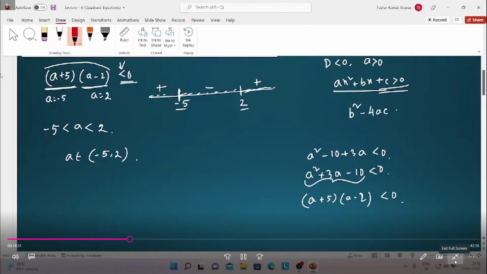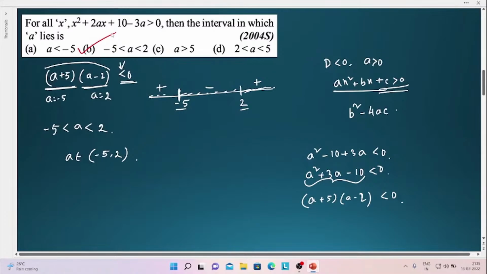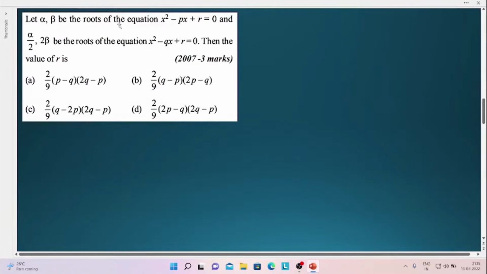So what will be the correct option? B option is the correct option. So you can understand, right? B option would be the correct option of this particular question. So let's move to the next question. I'm basically applying the discriminant formula and also the sign of a quadratic expression. I'm just applying this particular formula. Okay, so let's move to the next question.